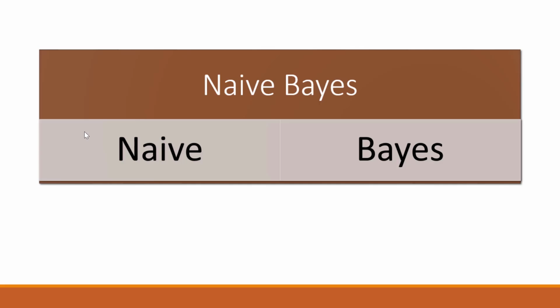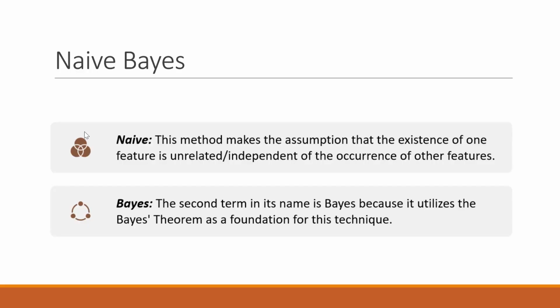Now the name of this algorithm, naive Bayes, is derived from two words. First is naive and second one is Bayes. So let's discuss these terms. If I talk about naive, this method makes the assumption that the existence of one feature is unrelated, or we can say independent, of the occurrence of other features. For instance, we want to recognize a fruit based upon its color, shape and flavor. So a red spherical sweet fruit will be recognized as an apple. Therefore, without relying on another, each feature works independently to help us recognize it is an apple.